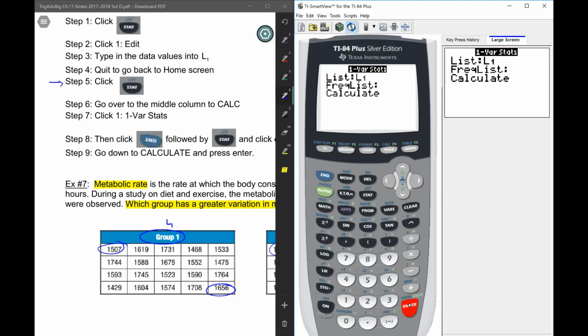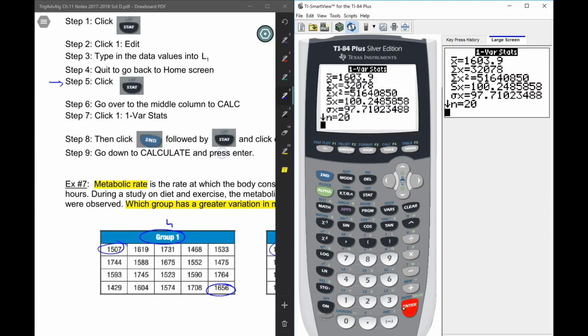This is what it should look like. Max, if you have the TI-83, I'll tell you, this is good. Parentheses, second stat, L1. Now we hit enter. On calculate, hit enter. And this is what you should get.